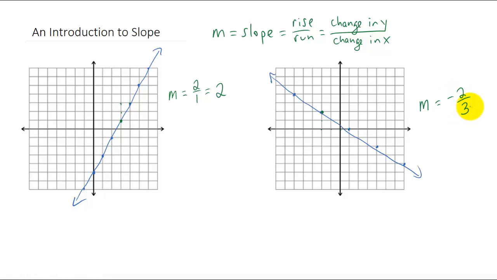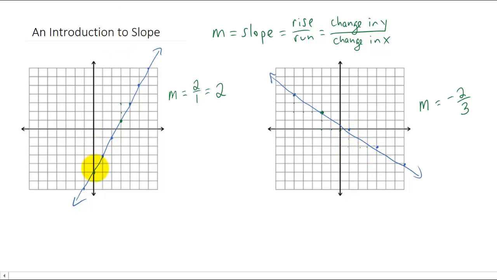You can count that out all the way up and down the line. To go from this point to this point, we have to count down 2, that's a change in y of negative 2, and right 1, 2, 3. Down 2 over 3, down 2 over 3, and so on.